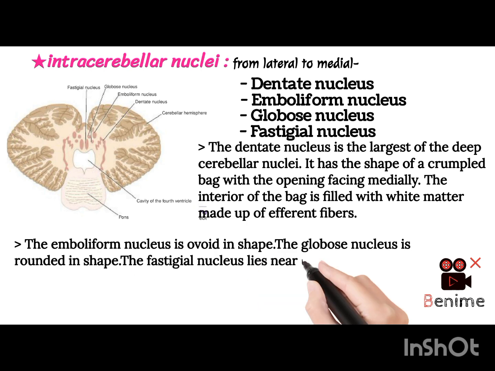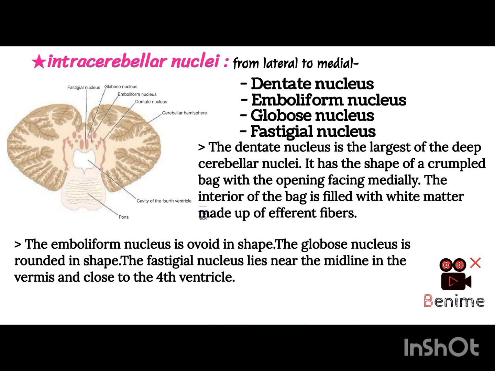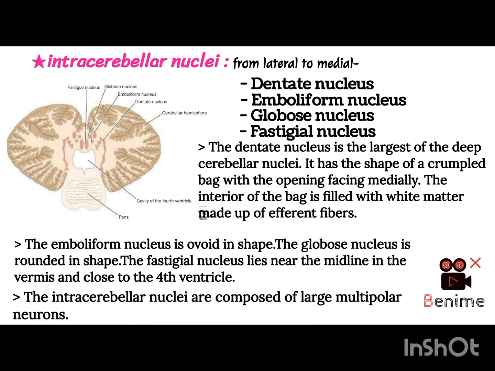The emboliform nucleus is ovoid in shape. The globose nucleus is rounded in shape. The vestigial nucleus lies near the midline in the vermis and close to the fourth ventricle. The intracerebellar nuclei are composed of large multipolar neurons.